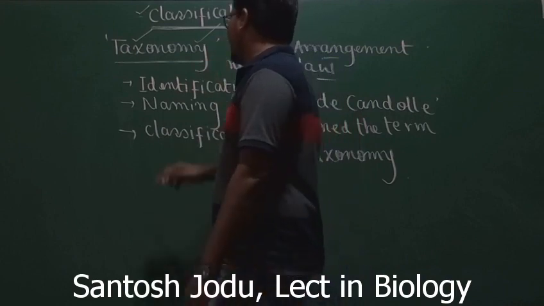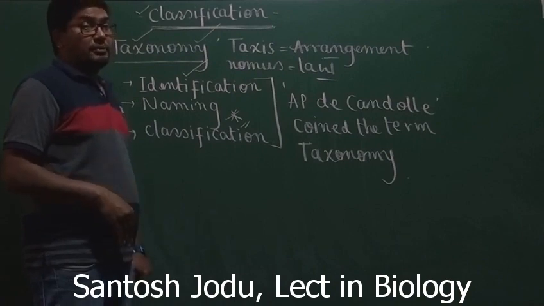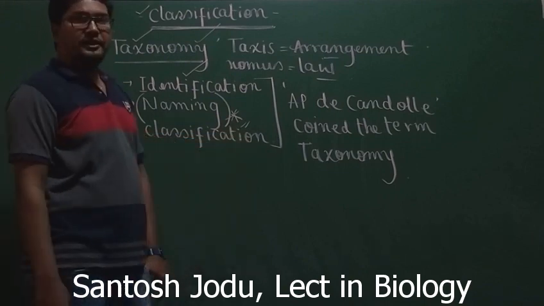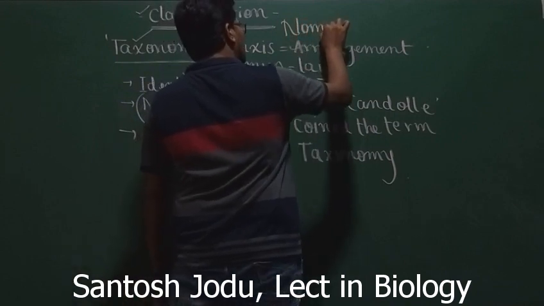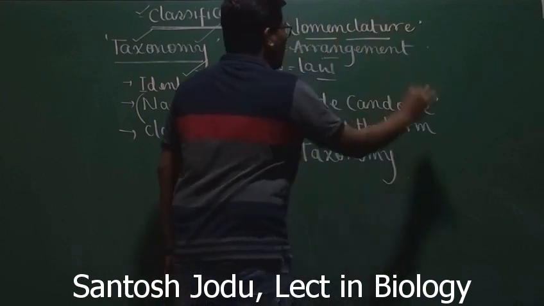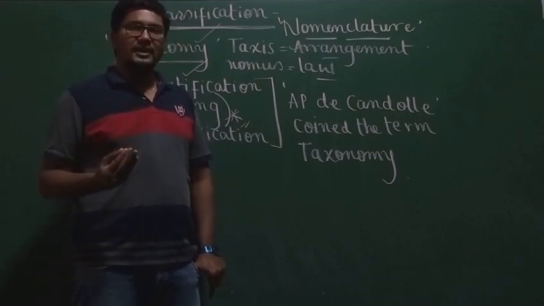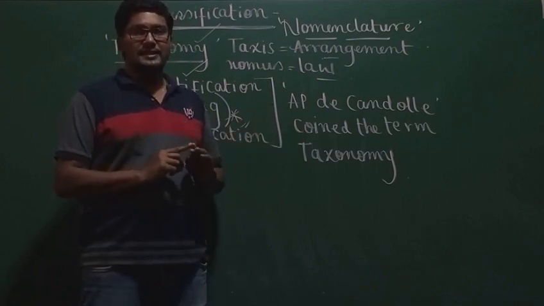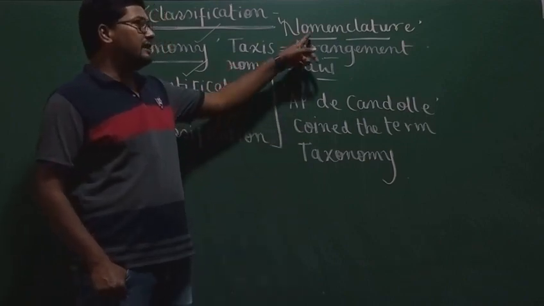Along with this classification, when a new organism is identified, let it be a plant or animal, to avoid confusions, we have to give a distinct scientific name to that newly identified organism, and we call it nomenclature. So what is nomenclature? Once again we have a definition for this. Nomenclature is the practice of giving a distinct scientific name to an organism.